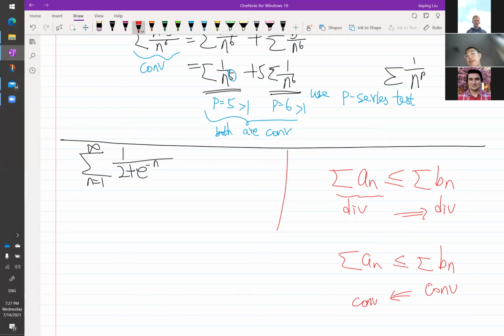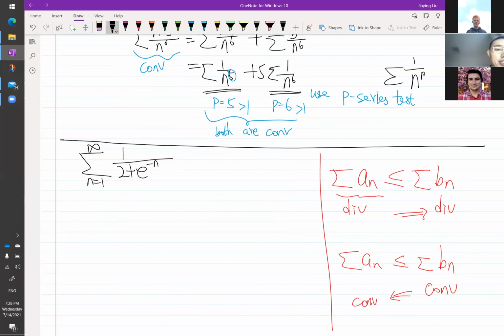Otherwise, if you don't have this relationship, you cannot make any conclusion. Okay, good. So let me go to this question that Aiden asked. So if we have this 1/2 plus e to the minus n, right? So the first thing I'm going to do is, there's maybe other ways to do it, but I'm going to try the simpler one.